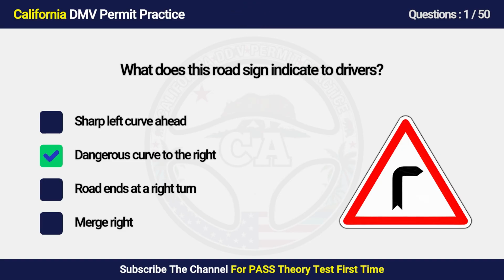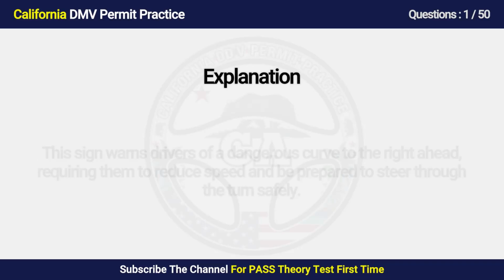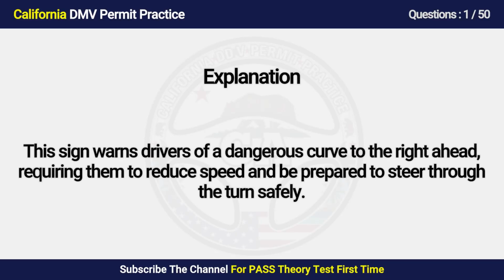Answer is B. Dangerous curve to the right. This sign warns drivers of a dangerous curve to the right ahead, requiring them to reduce speed and be prepared to steer through the turn safely.